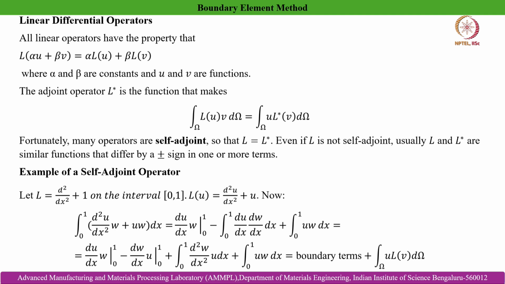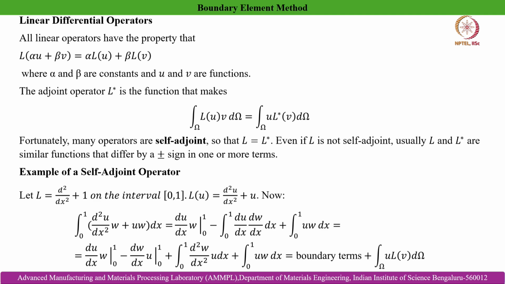All linear operators in the case of the boundary element method have the property that L of (alpha u plus beta v) is equal to alpha L(u) plus beta L(v), where alpha and beta are constants and u and v are functions. The adjoint operator L asterisk is the function that makes the domain integral of L(u) v d omega equal to the integral over omega of u L asterisk(v) d omega.